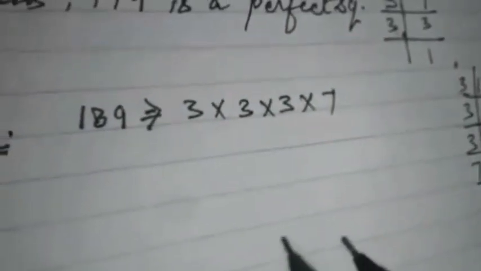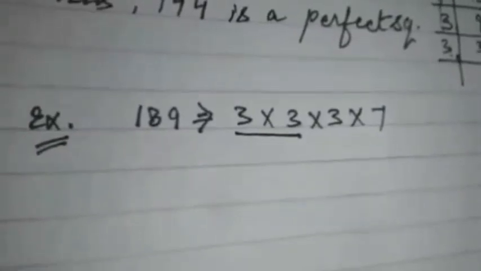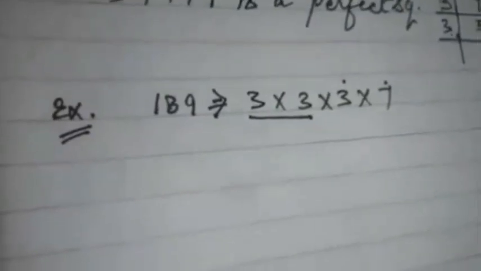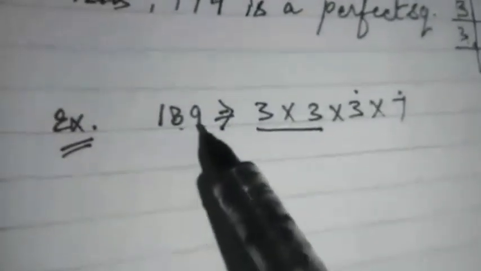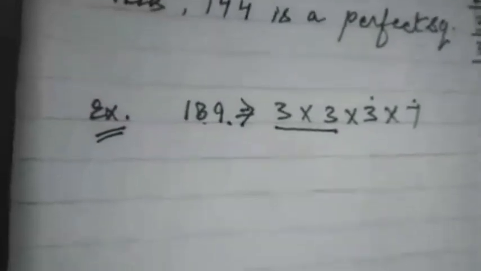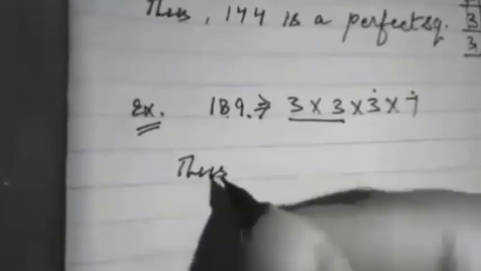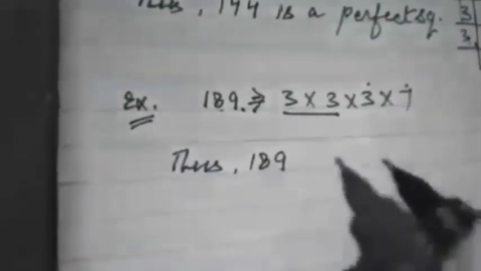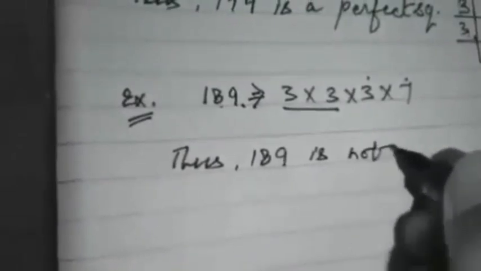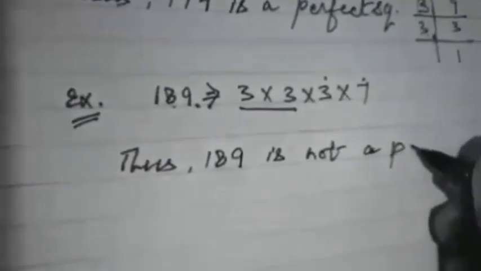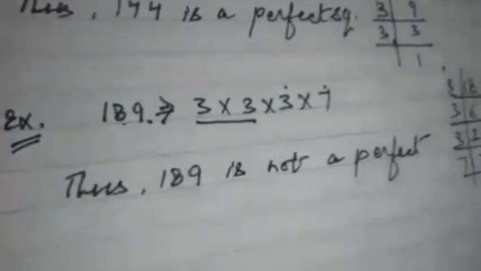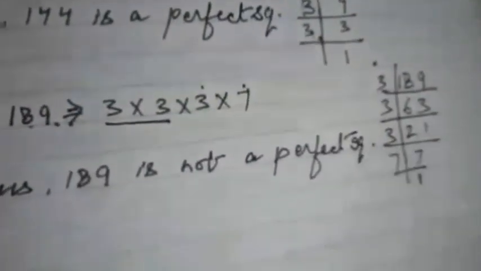Now as you know, we will make the pairs. Here we can make a pair of only this 3 into 3. The rest, 3 and 7, are left unpaired. So that means 189 is not a perfect square. So just write it likewise: thus, 189 is not a perfect square. Clear?